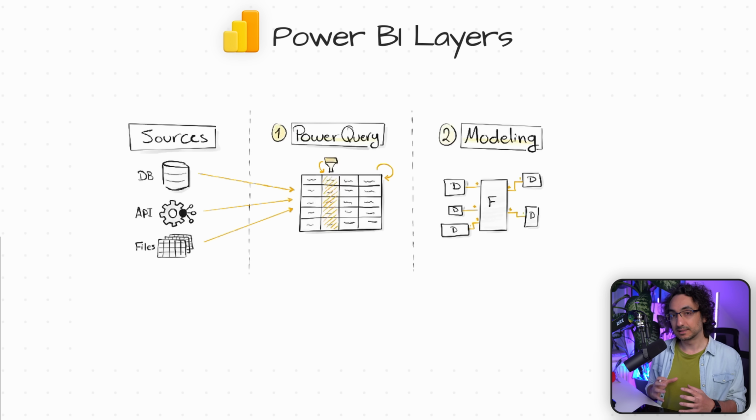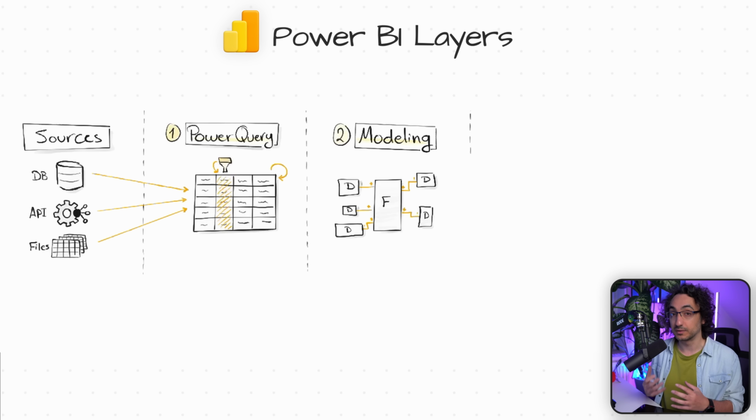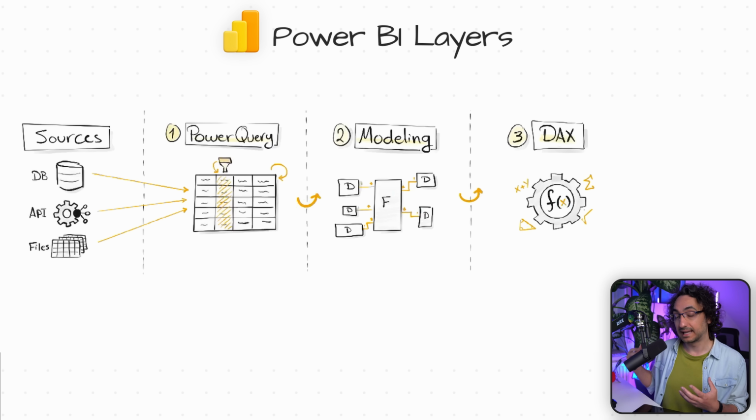Once we have the data model, it's time to add brain, or let's say intelligence, to this model. We use DAX to write formulas and calculations to create something new. We need to create new columns and new measures that can help us build the aggregations and the filters at the dashboard level. And this is really what turns our data into answers.